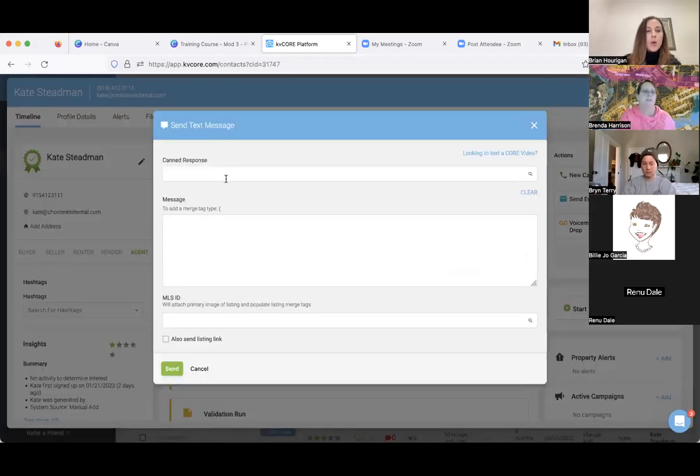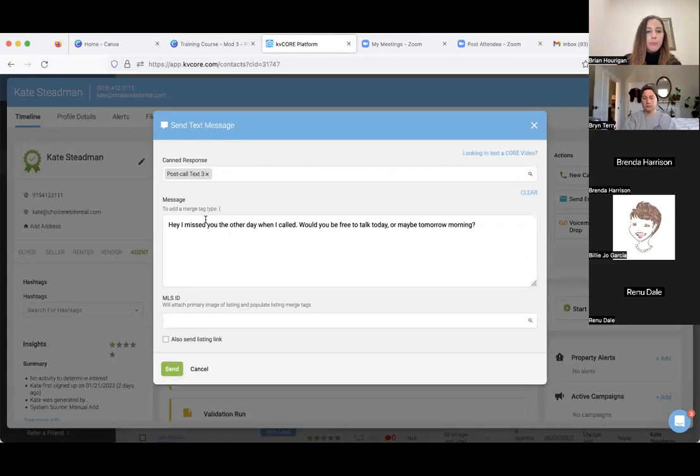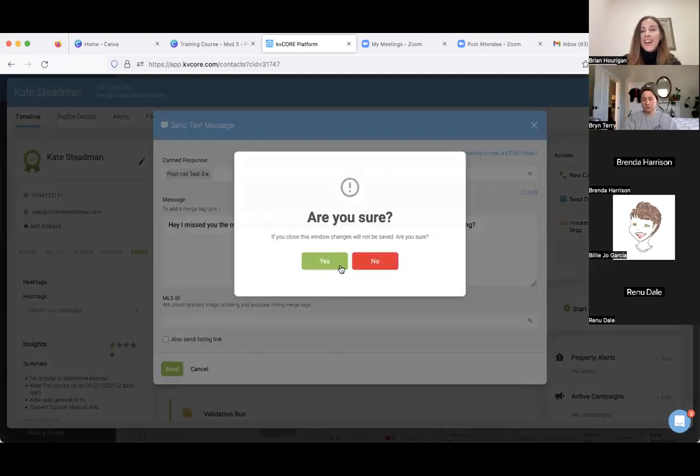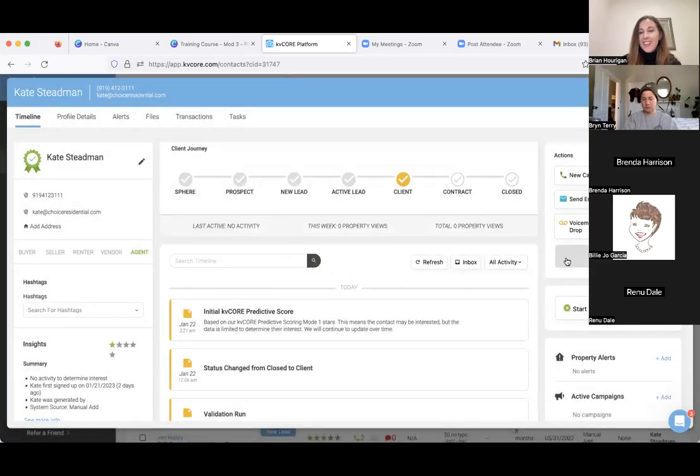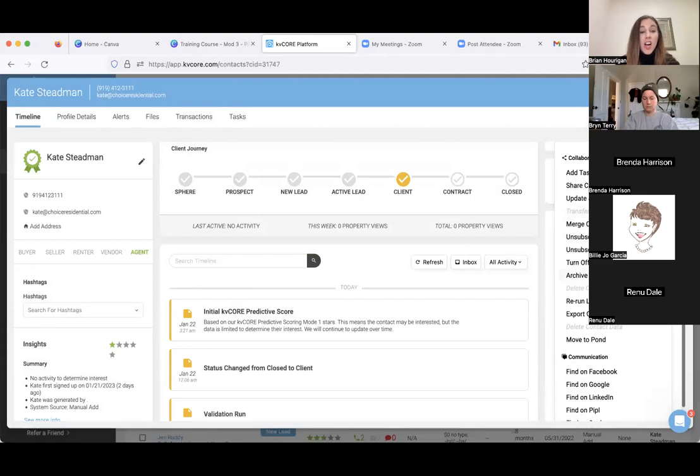If you send a text, they also have templates for you to use. So just play around with those. Now, the thing that Brenda was talking about, hopefully scrolling down, you have a ton of other options. You can add a task, you can share this contact with someone, right? You can also archive a lead.